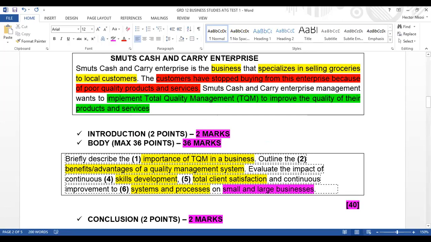Listen, first thing first, you must read the case study that the examiner is giving you so that you can have an idea of what they are talking about. Are they talking about forms of ownership? Are they talking about quality management? Are they talking about security investments? Are they talking about stress or crisis, right? So you just need to know. You have to read this case study.